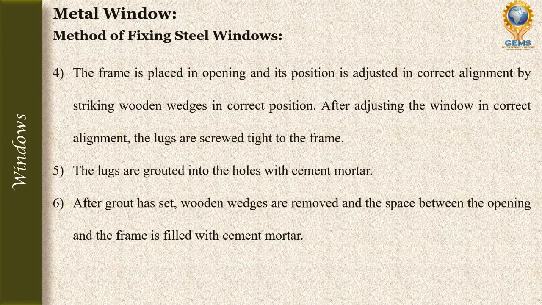We have to place the frame on the opening and see whether it is fitting correctly or not. Otherwise, we have to adjust the position to correct alignment. If needed, we have to chisel down the wooden work or brickwork again to make it a perfect fit. Once it is correctly in position, the lugs or hold fasts are screwed tight to the frames.